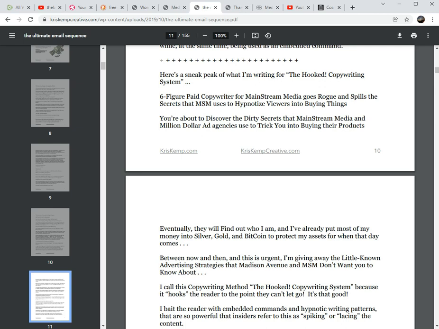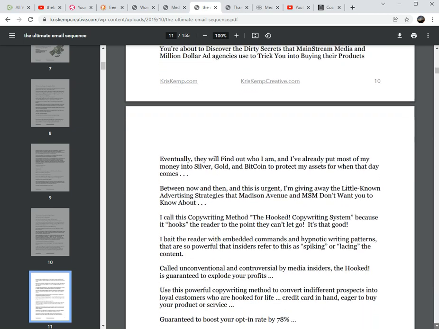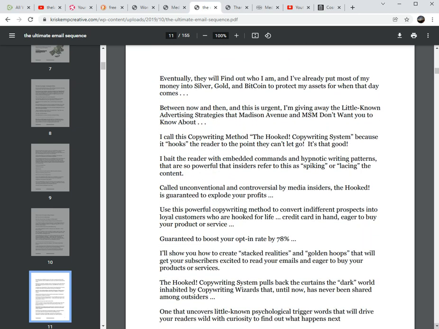Eventually, they will find out who I am. Again, this is from page 11, the Ultimate Email Sequence Template Blueprint. Eventually, they will find out who I am, and I've already put most of my money into silver, gold, and Bitcoin to protect my assets for when that day comes. Between now and then, and this is urgent, I'm giving away the little-known advertising strategies that Madison Avenue and MSM don't want you to know about.